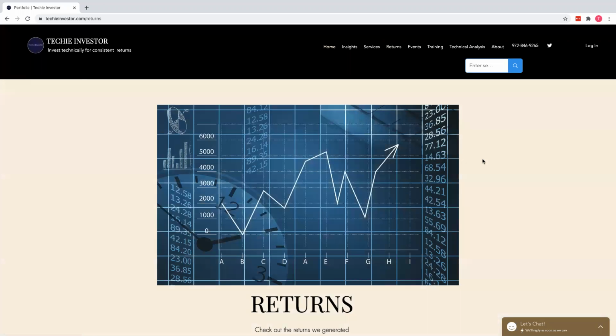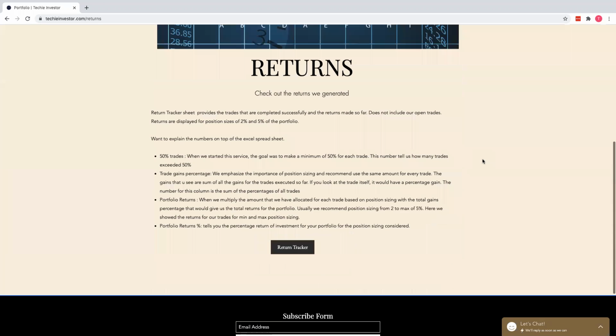So we have created this tracker which tracks our services live.